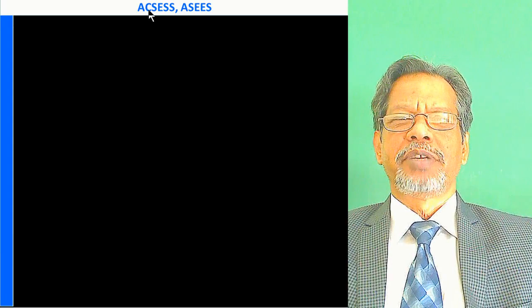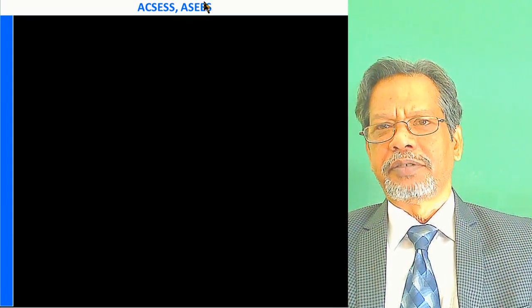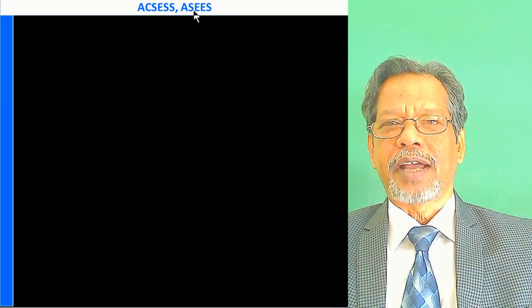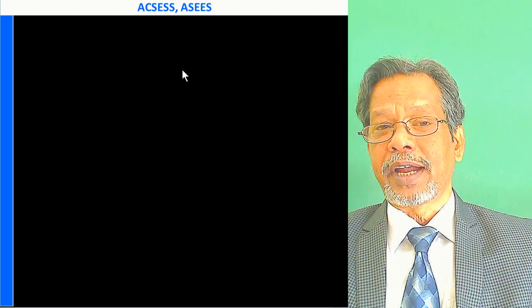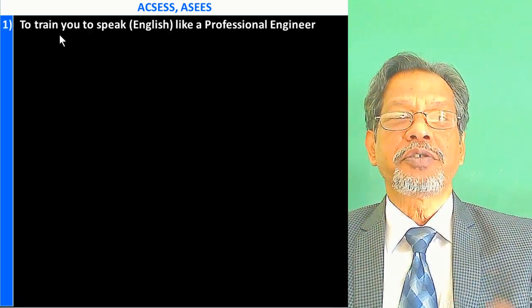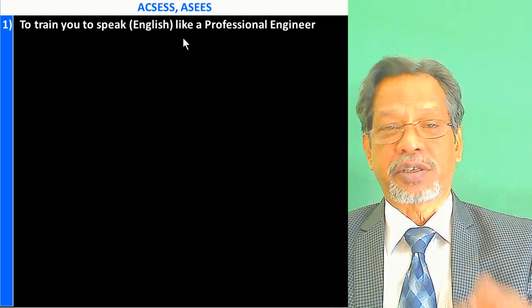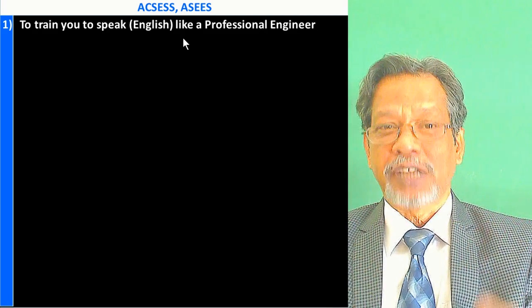ACSESS, Advanced Communication Skill for Engineering and Science Students, and also the app that complements it, ACSESS, Advanced Spoken English for Engineering Students. We're going to talk about that. The goal of this course and the software ACSESS is to train you to speak English like a professional engineer. Okay? That's the main goal.